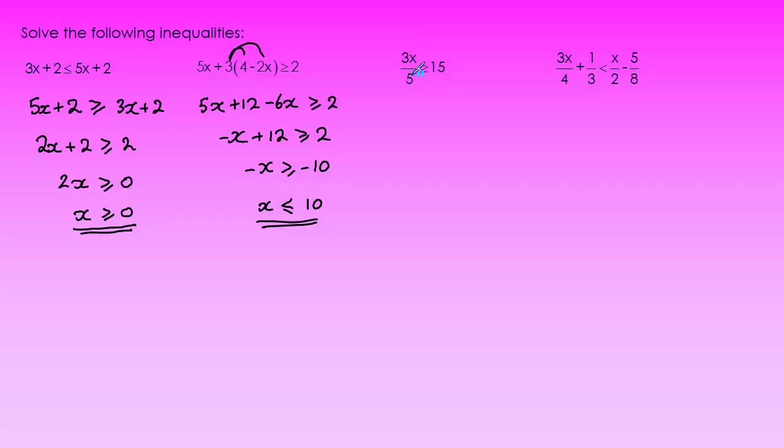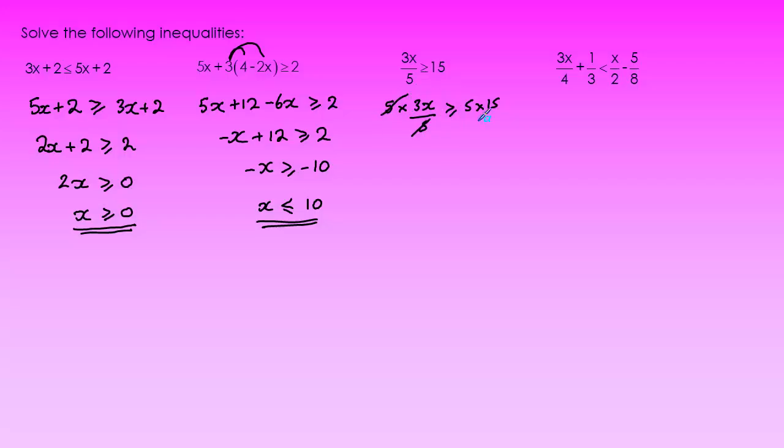Here we have 3x divided by 5 is greater than or equal to 15. The first thing I'm going to do is multiply both sides by 5. Now you don't need to show this step, but I'm going to show it explicitly. So we've multiplied both sides by 5, and that's a positive number, so we don't need to reverse the inequality sign.